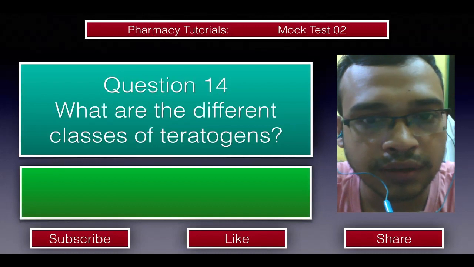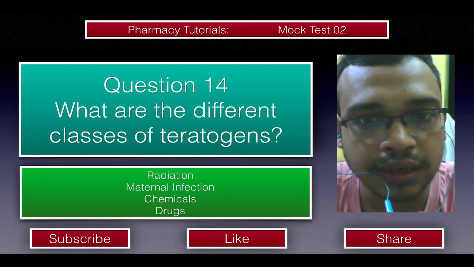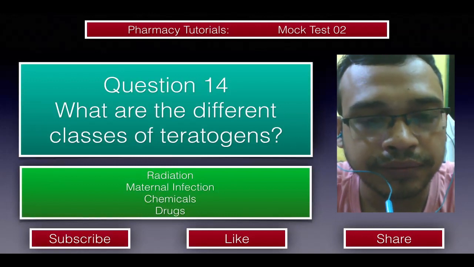So what are the different classes of teratogens? So basically teratogens are classified into four types. This includes radiation, any sort of gamma radiation, maternal infections, where the infection from the mother is spread to the fetus, toxic chemicals and drugs.